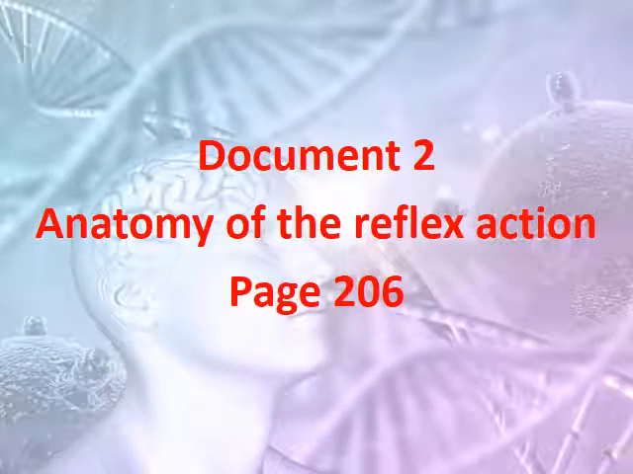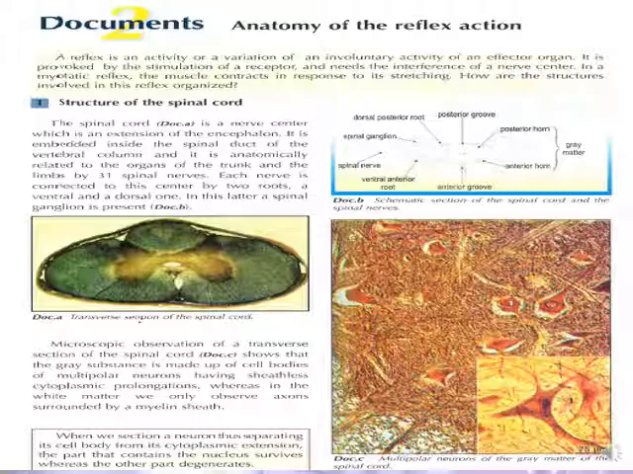Now let's start with document 2, anatomy of the reflex action, page 206. Document 2 showing anatomy of the reflex action. So reflex is an activity or variation of an involuntary activity of an effector organ. It's provoked by the stimulation of a receptor and needs the interference of a nerve center. In a myotatic reflex, the muscle contracts in response to its stretching.